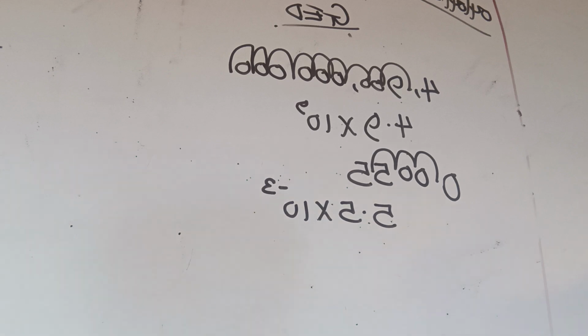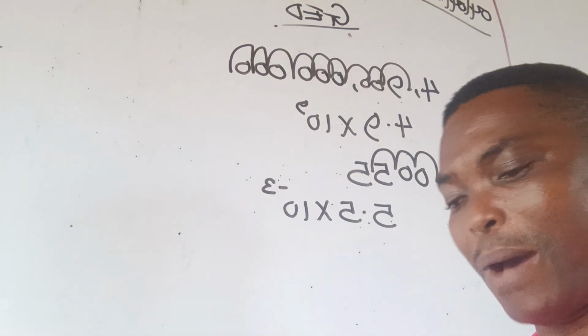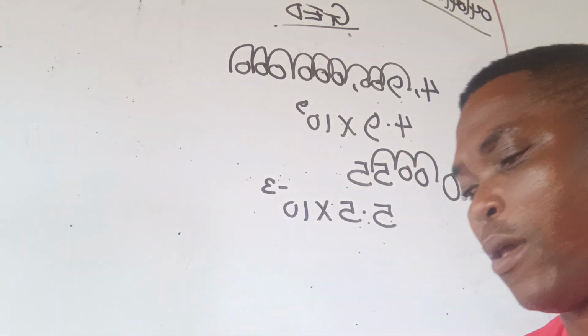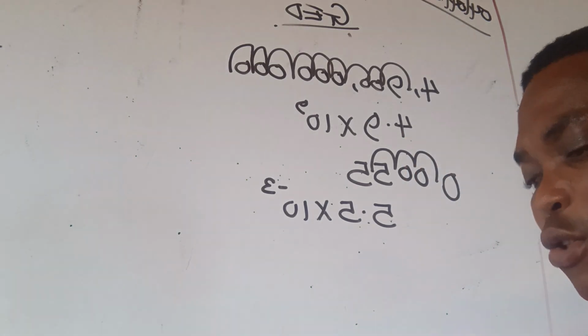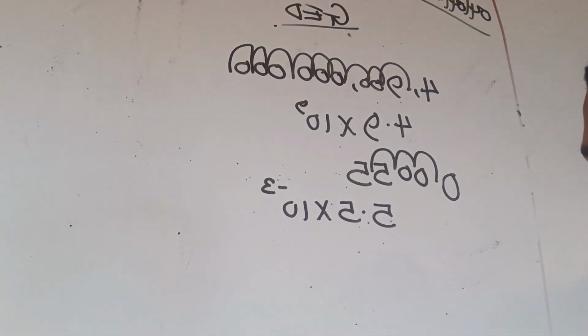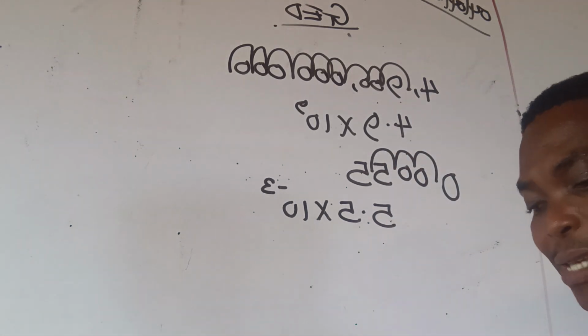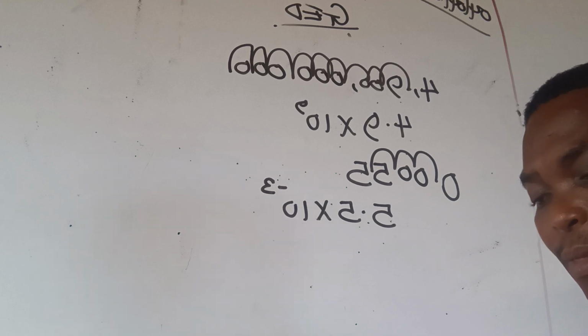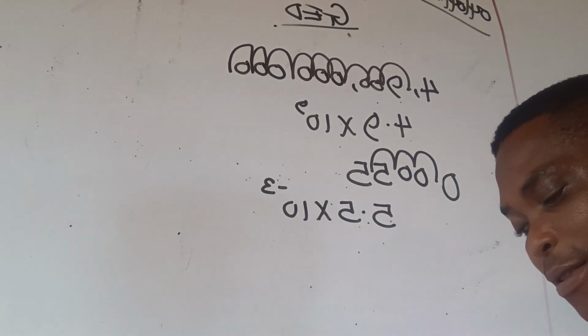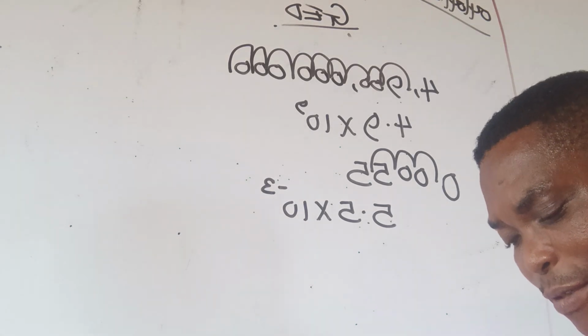And don't forget, scientific notation is a method that uses powers of 10 to write either a very small number or a very large number, such that we express it as a number between 1 and 10 and to the power of 10.